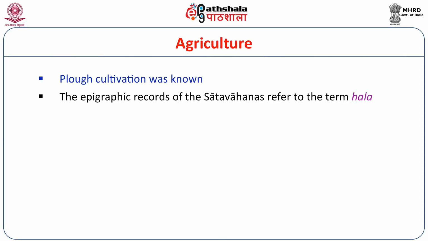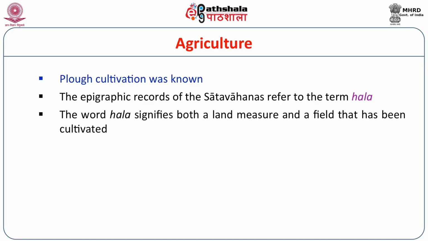What do we get? Plough cultivation was known. The epigraphic records of the Satavahanas referred to the term hala. Hala is a word that signifies both a land measurement as well as the plough. Essentially, it is related to the land in which the task of cultivation was carried on. What was produced? Wheat, barley, etc.